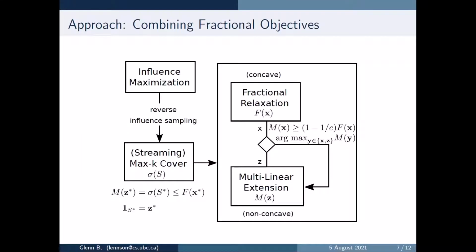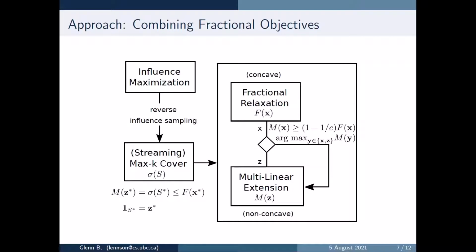I will now recap the approach using this diagram. The original problem that we wish to solve is influence maximization. The influence objective function is first approximated using reverse influence sampling. This results in a max K cover problem with the special property that the elements that we wish to cover, the reverse influence samples, are streaming, as we do not wish to store them. We use this stream of reverse influence samples to optimize two fractional solutions, one with respect to the fractional relaxation and one with respect to the multilinear extension.